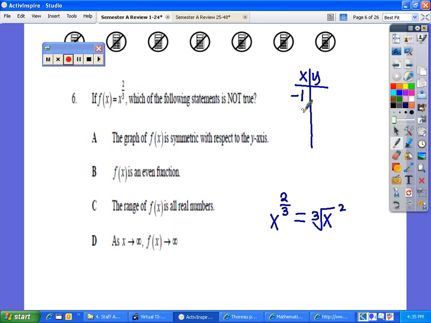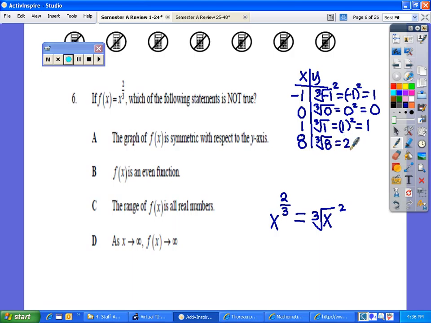-1 times -1 times -1. And then 0, 1, and then I didn't go to 2 because I wanted a perfect cube, so I skipped right over to 8. All right, and now we just plug it in. Cube root of -1 squared is going to be -1 squared, which is 1. Cube root of 0 is 0. Squared is 0. Cube root of 1 is 1. Squared is 1. And the cube root of 8 is 2. And 2 squared is 4.